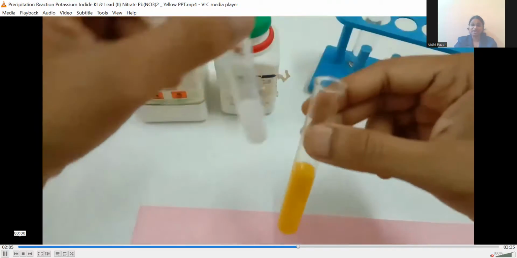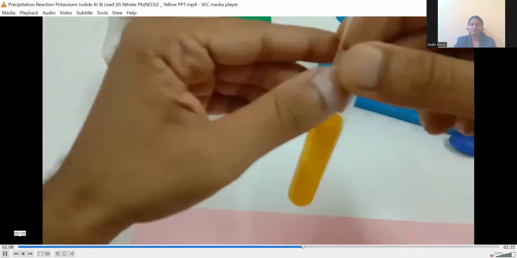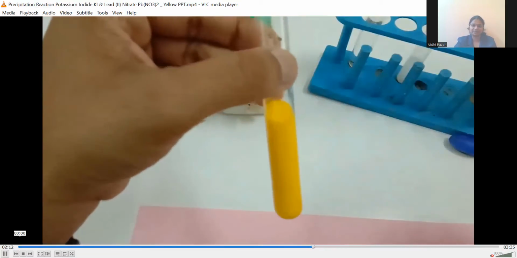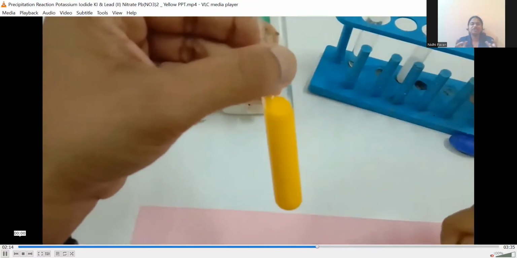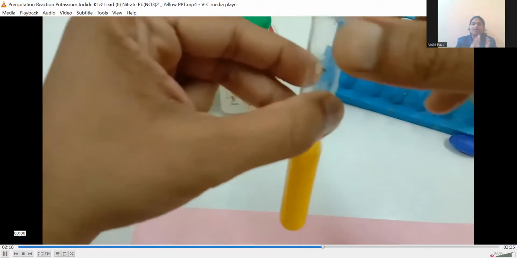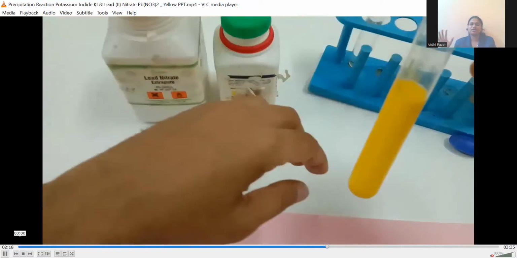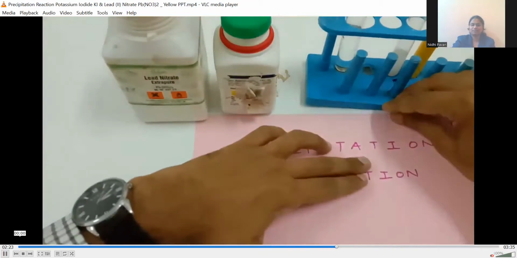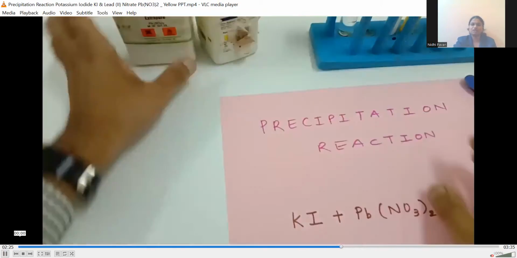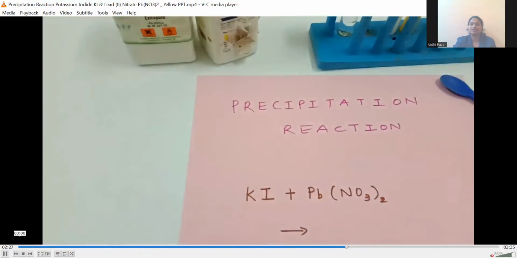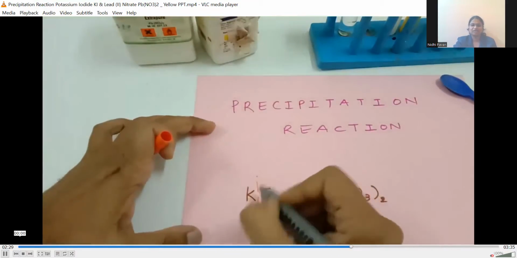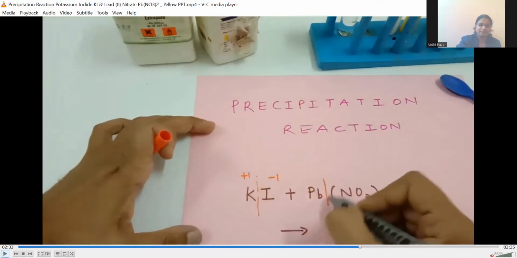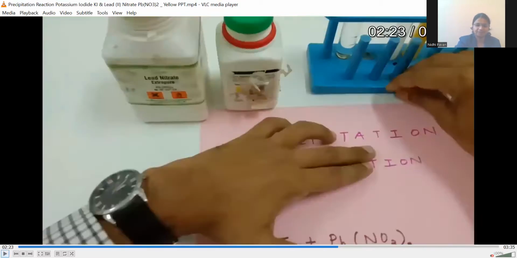See, the color changed. Okay, so the color of the potassium iodide changed. Then what happened there? What chemical reaction happened there? There, nothing but the exchange of ions takes place, where lead iodide and potassium nitrate are formed. Whatever you are getting here, the light orange or yellow color precipitate, it is nothing but the lead iodide and the potassium nitrate.